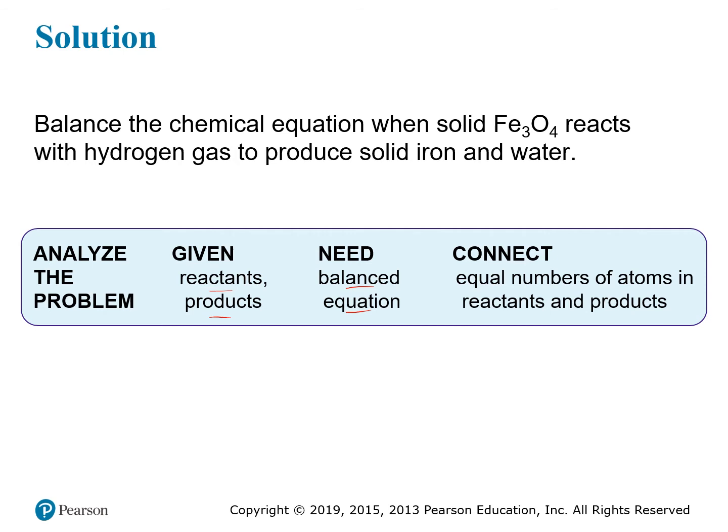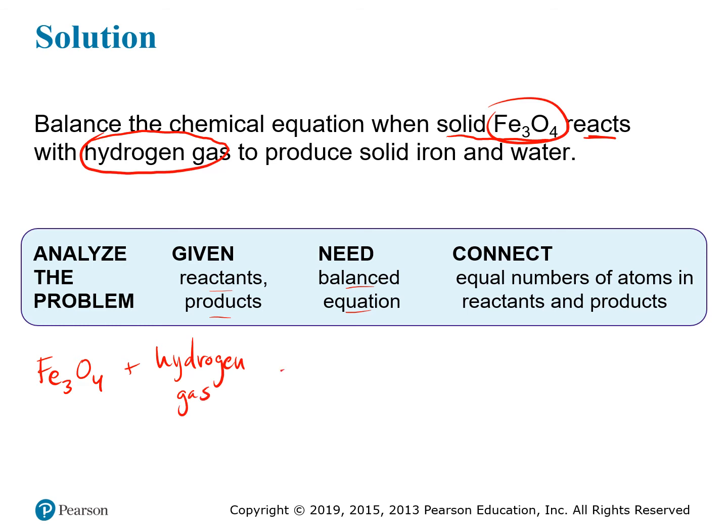So to begin with, what are the reactants? Well, the problem says that you have solid Fe3O4 reacting with hydrogen gas. So these are our reactants, and we can write them just like that. They tell us Fe3O4 plus, I'm just going to call it hydrogen gas for now. And these are producing, right? This word produce means they are creating or generating or transforming into solid iron, okay? That's one of our products, and water.